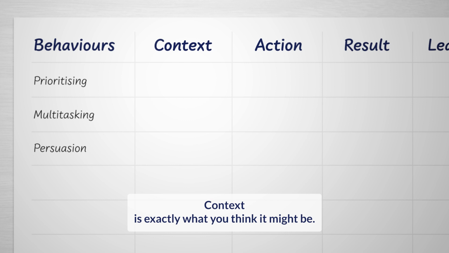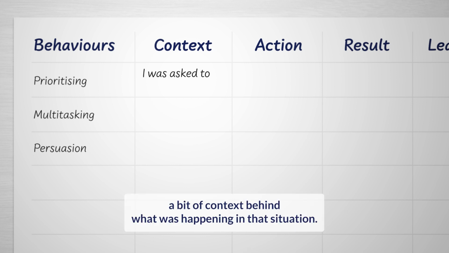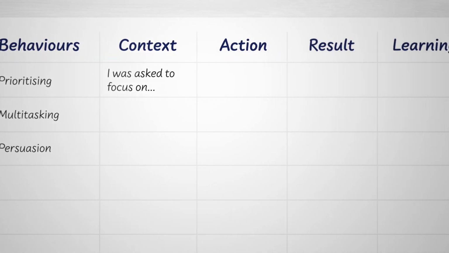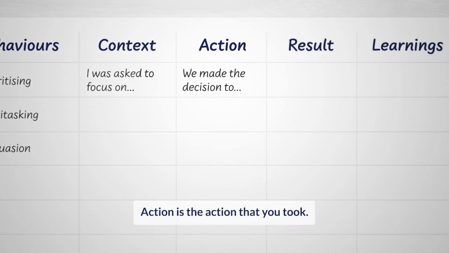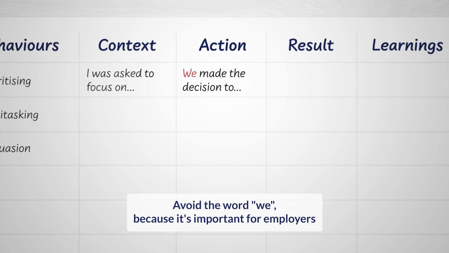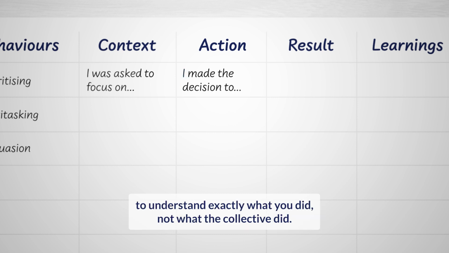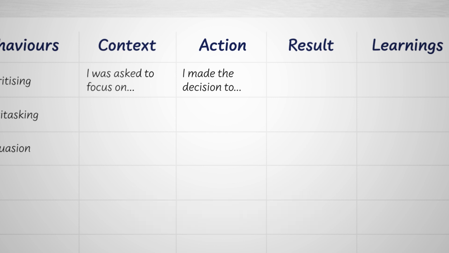Context is exactly what you think it might be. It's just giving somebody a bit of context behind what was happening in that situation. Action is the action that you took. Avoid the word we, because it's important for employers to understand exactly what you did, not what the collective did.